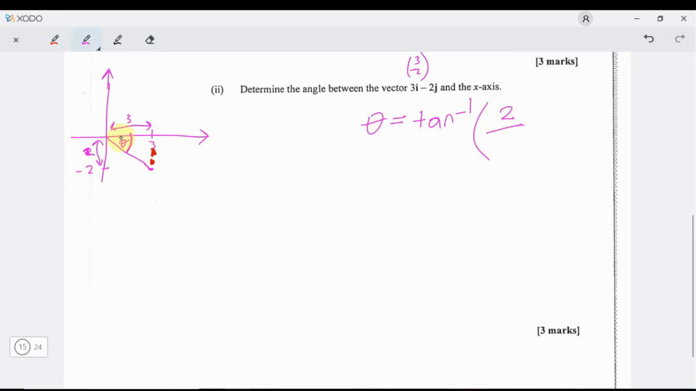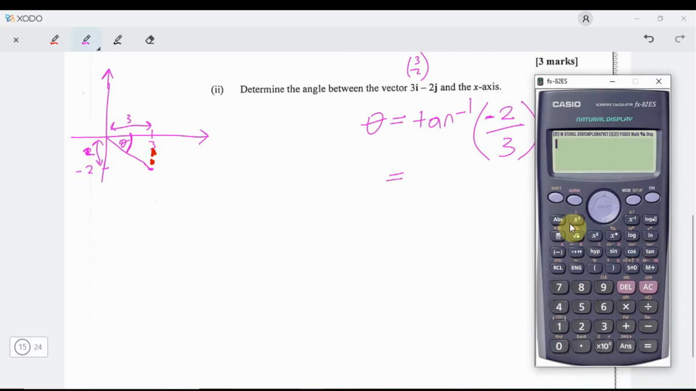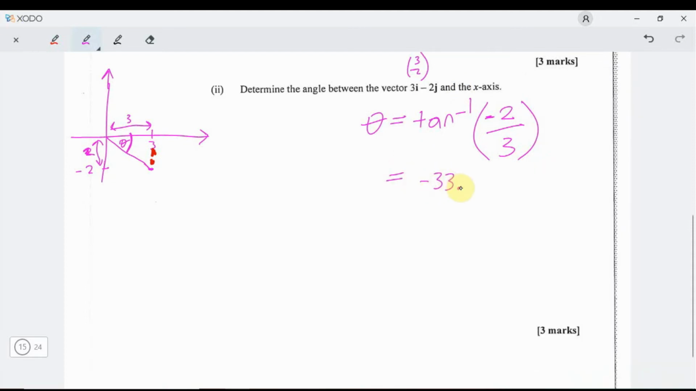But remember that because we're below the x-axis, it's negative. And you put that in a calculator. So you can just put in tan inverse 2 over 3 and then negate it. So the angle is just negative 33.7 degrees. That's the angle between the x-axis and this vector. Very easy.